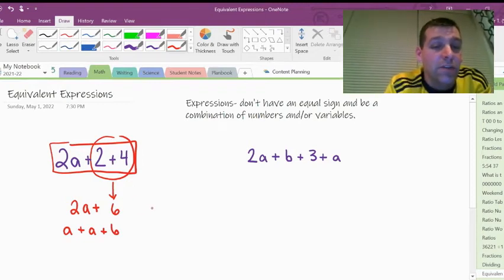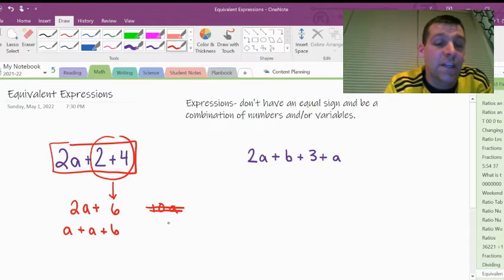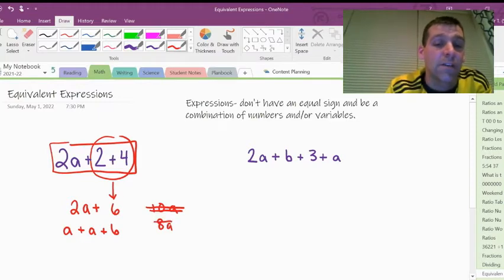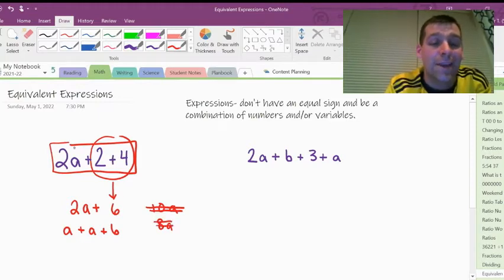I couldn't go through and say that this is 10a, okay? This is not equivalent, okay? Because I can't just, or sorry, 4, 5, 6, 7, 8. I couldn't say this is 8a. I can't just combine the numbers and put the a there. That would not work because I only have two a's. I don't have 8 of them, okay?